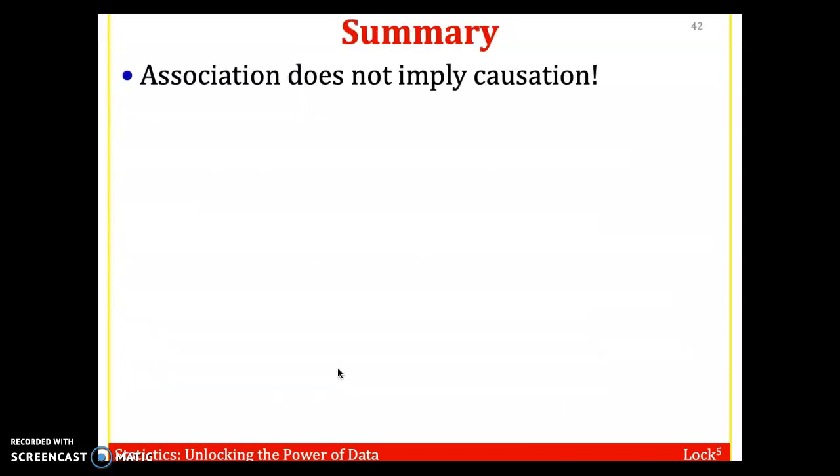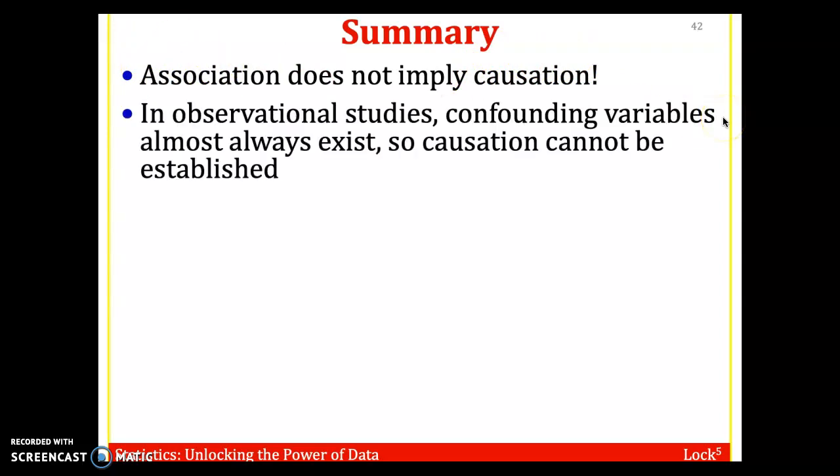All right, so hopefully you can take away a couple of things. Association does not imply causation. It can, but we can't assume. Association, correlation is very different than causation. Causation in general is much, much more difficult to show than pure association. In observational studies, there are almost always confounding variables. So that's why we can't talk about causation directly from one observational study.